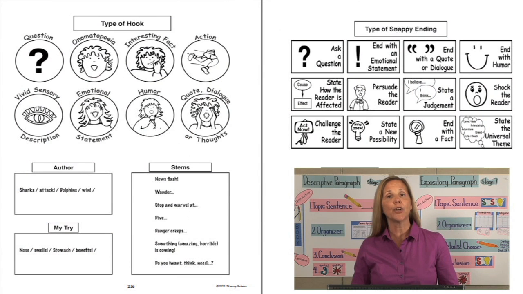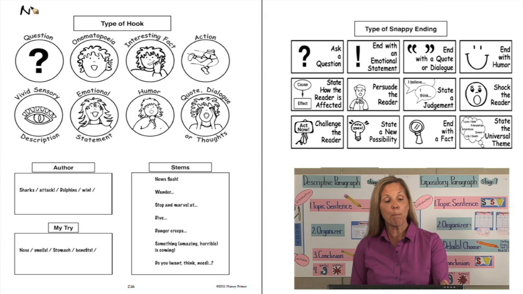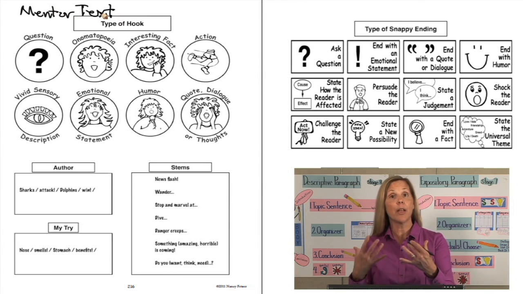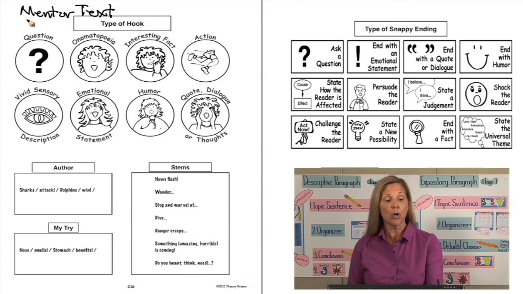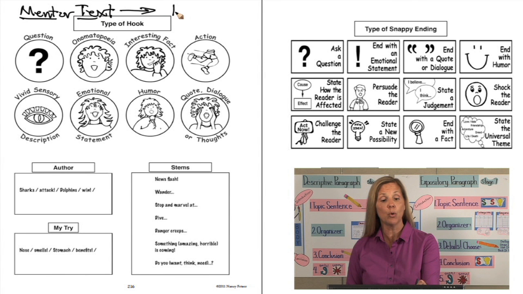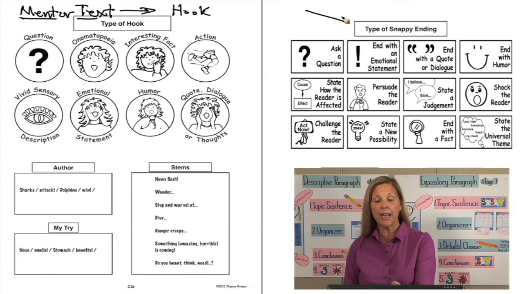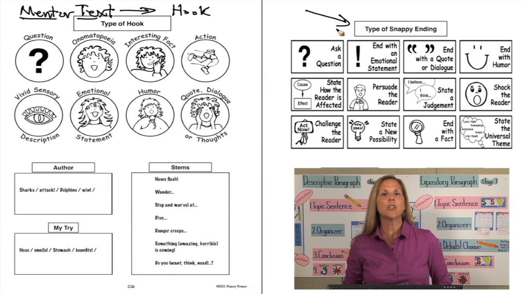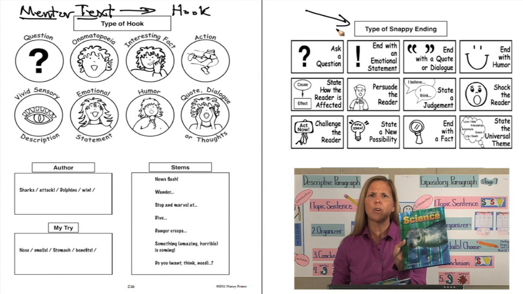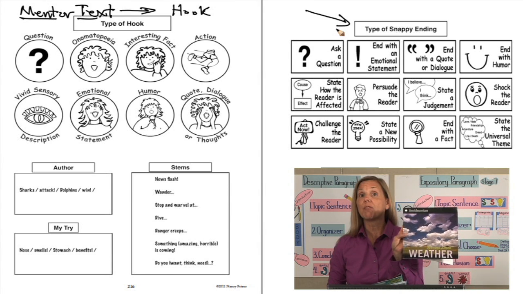Our next technique for you to teach children how to write hooks and snappy endings is mentor text. Mentor text is when you actually use another author's work and you're pulling out their style that they've used and their technique. And in this case, we're going to use mentor text to connect it to a hook and also to connect it to a snappy ending. And how do we do that? You have mentor text in your classrooms all the time. You could have mentor text from your science books, different informational books.